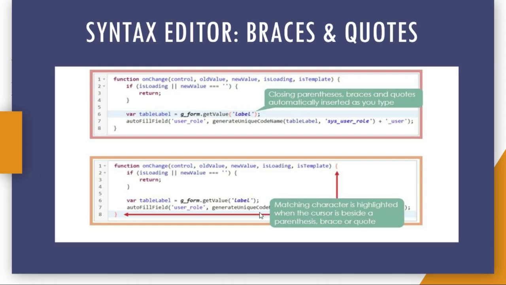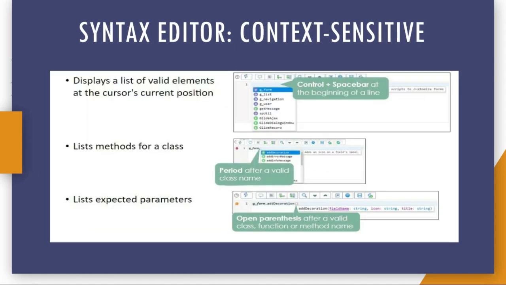So it is the same way we can do the scripting. The syntax editor is context sensitive, so it will display valid elements at the cursor's current position. It can list methods for a class and list expected parameters. As you can see, when we start typing g underscore, you will get multiple options for what to use.